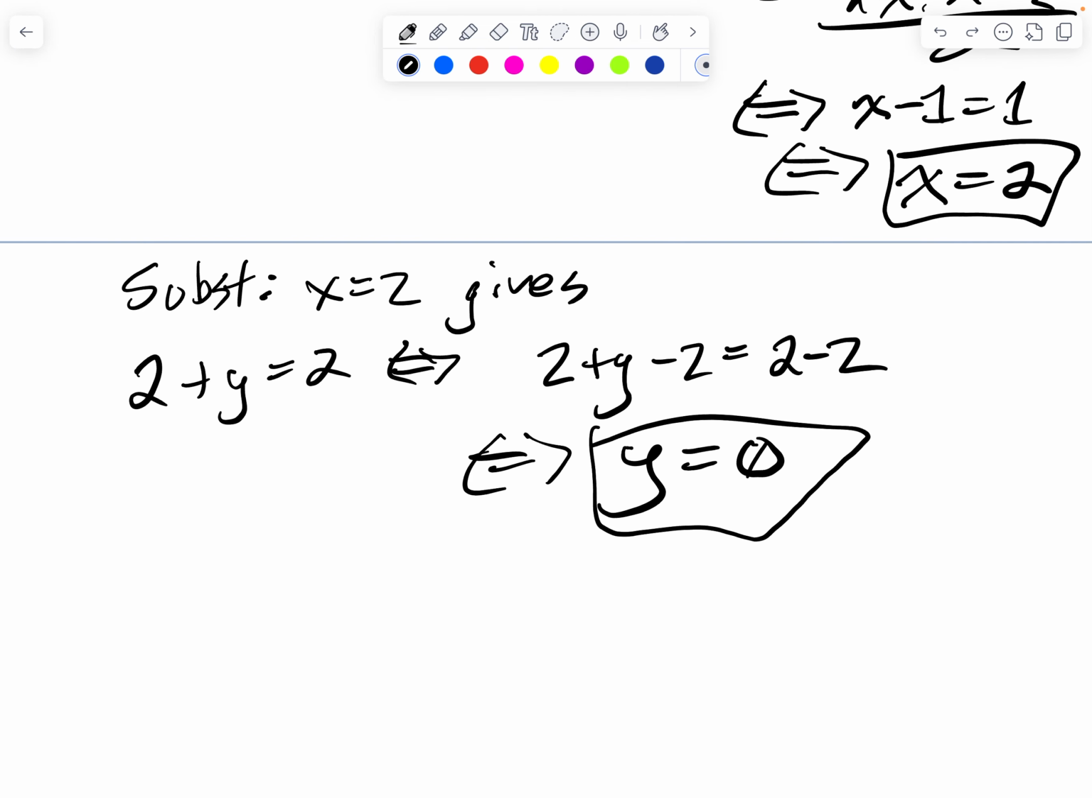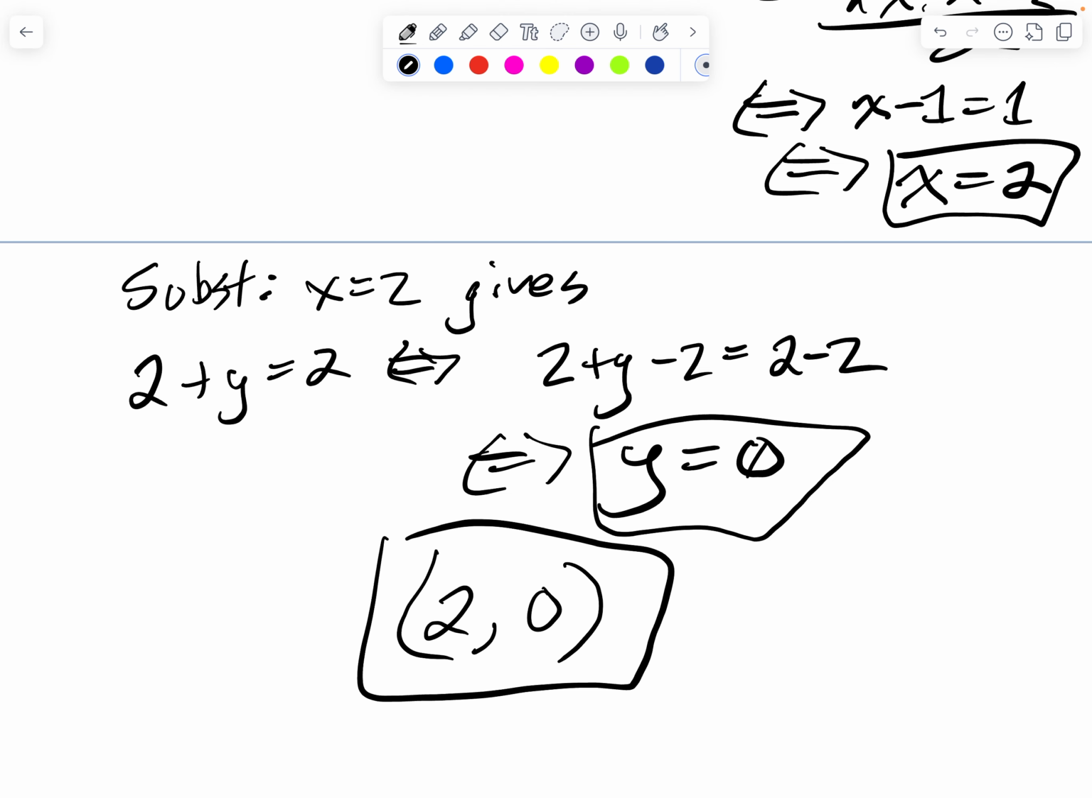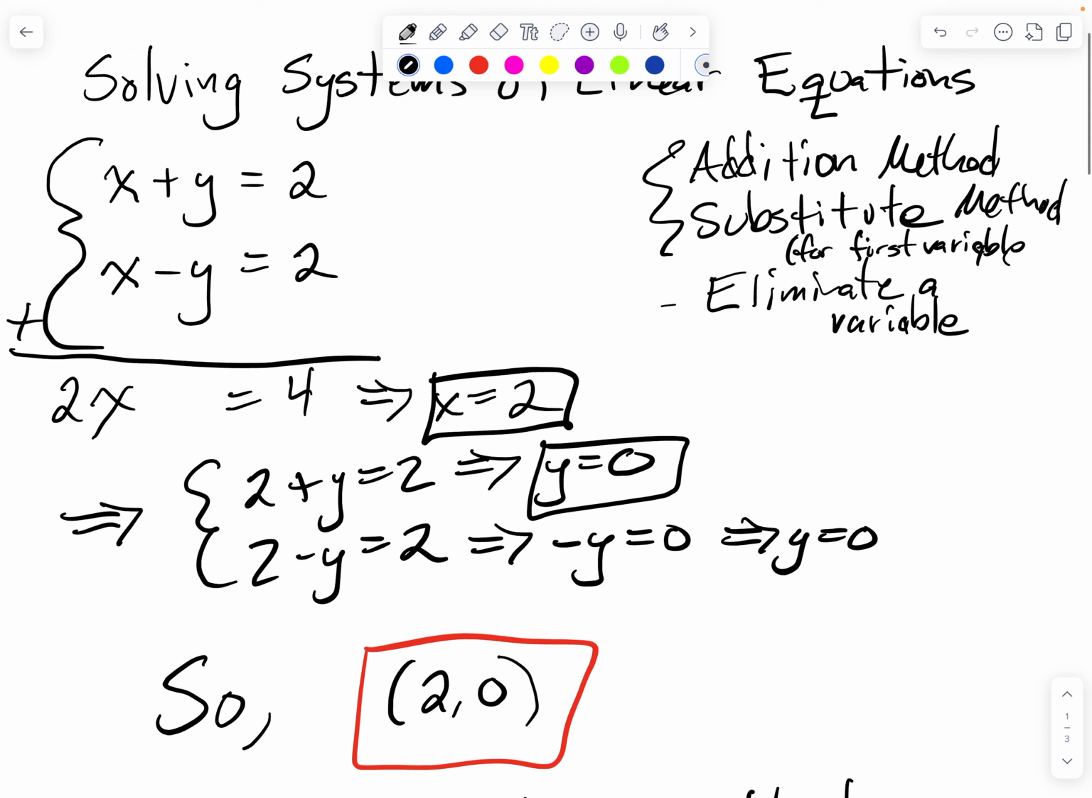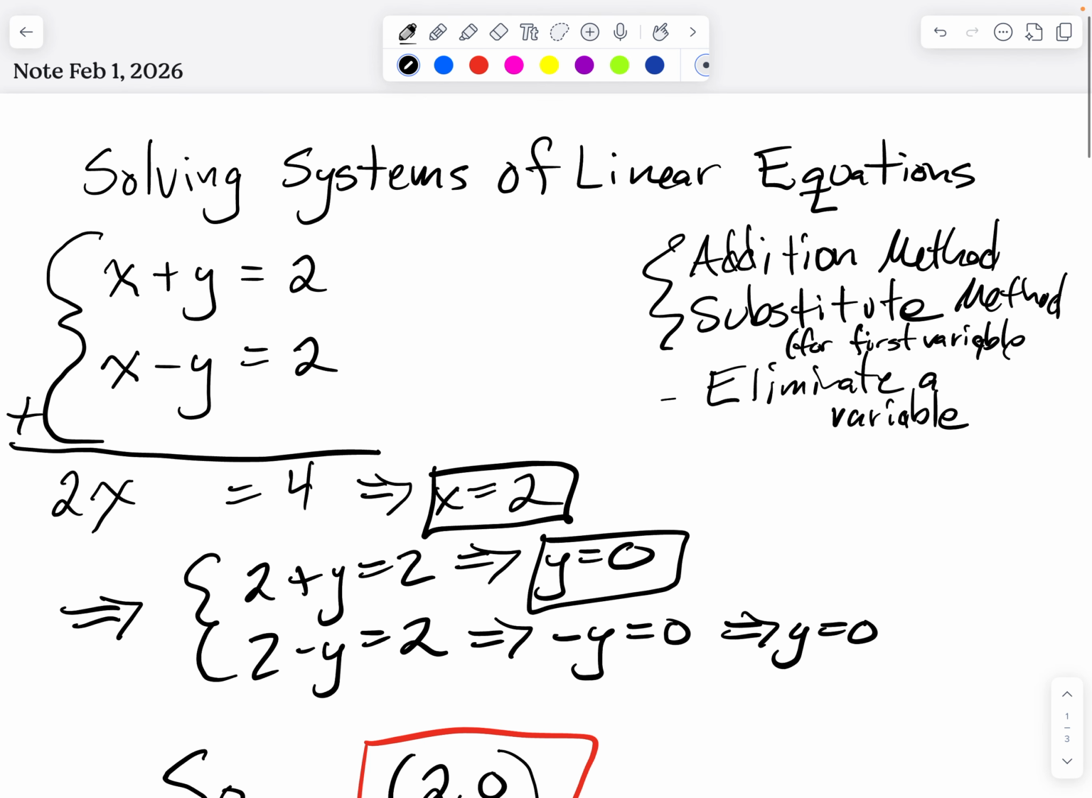So once you have your x and your y, you say, here's my x and here's my y. This is my final answer. That's the point where the lines cross. But this is a super trivial example. Okay? But again, you can see it's easier to do with the addition method.